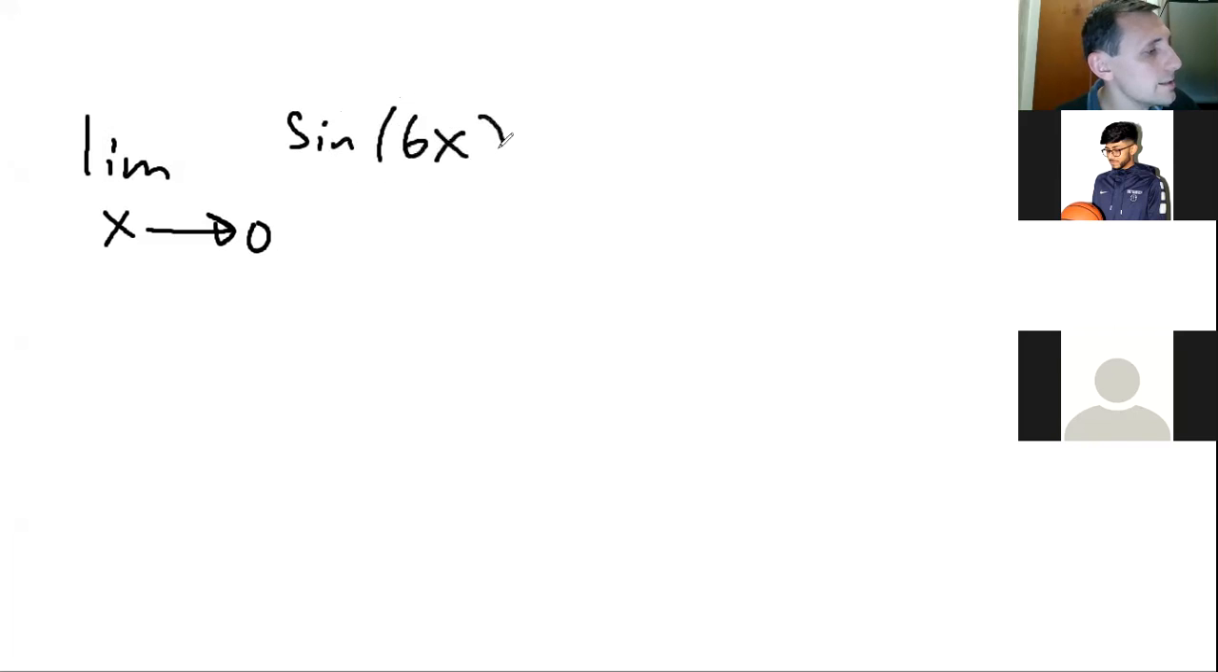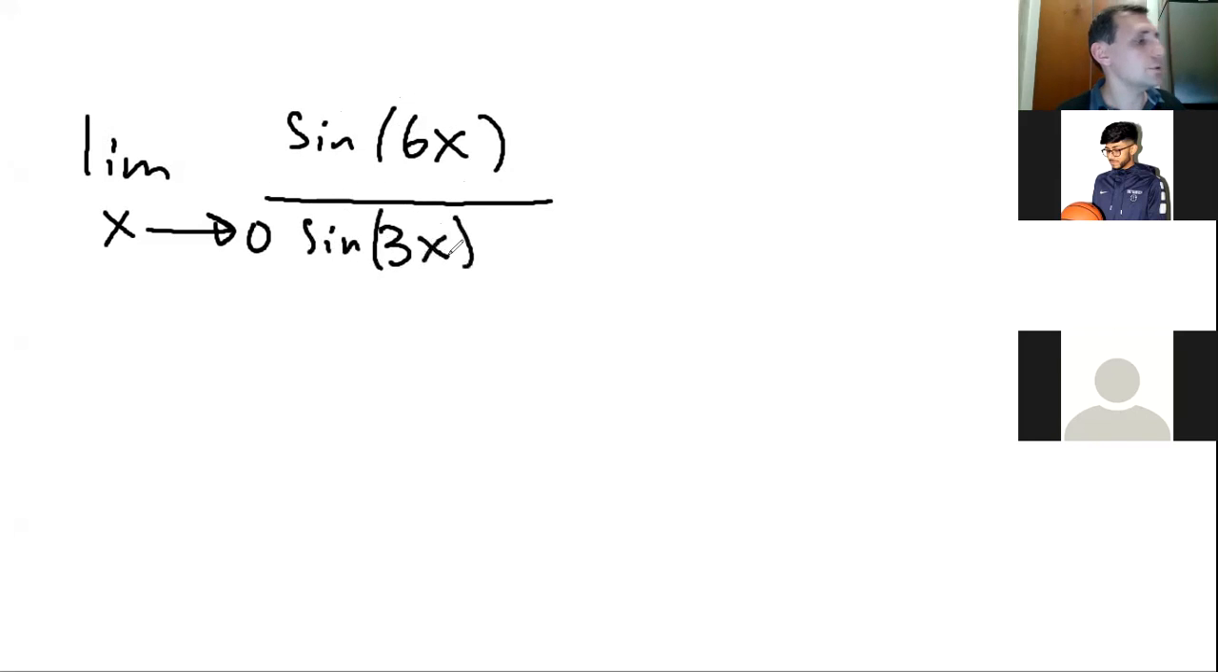Help me solve this problem, please. Limit as x goes to 0 of sine of 6x divided by sine of 3x. Could you solve it, please? Okay, Alan, thank you. And then the rest of you, see what's the solution to this problem.